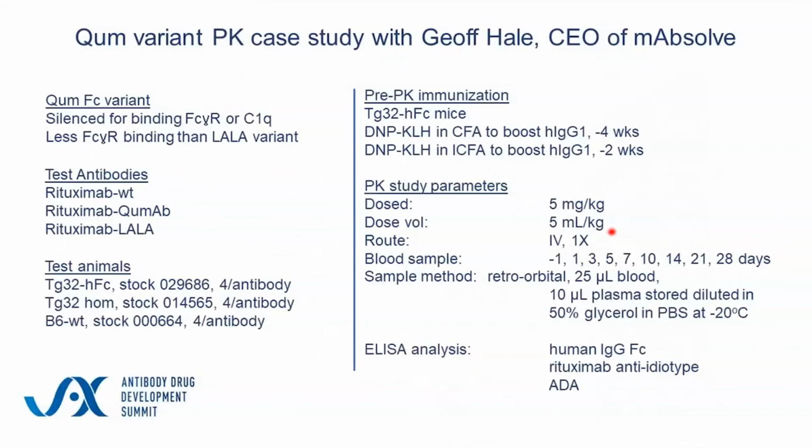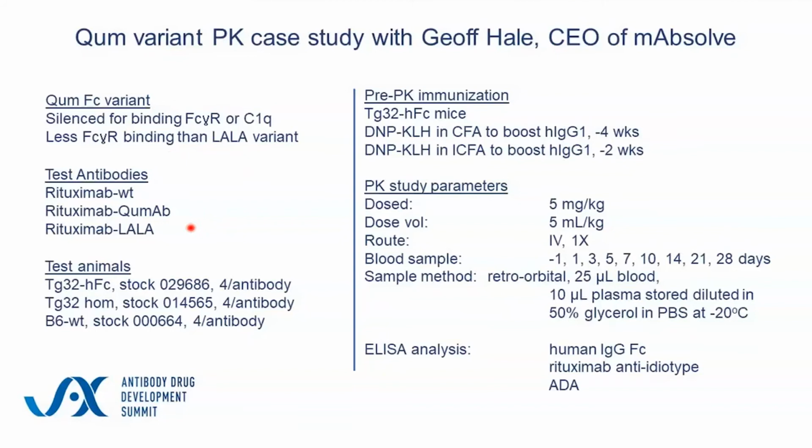I also want to share a PK case study that was done in collaboration with Jeff Hale from Mabsolve, and he provided a QUM FC variant. The QUM FC variant has a silenced FC. It does not bind to FC gamma receptor or C1q, and the activity is less binding than for the LALA variant.